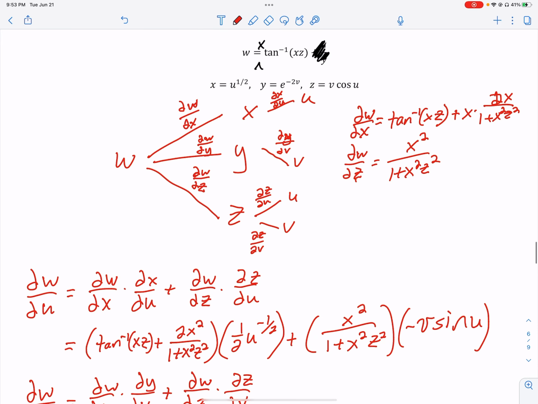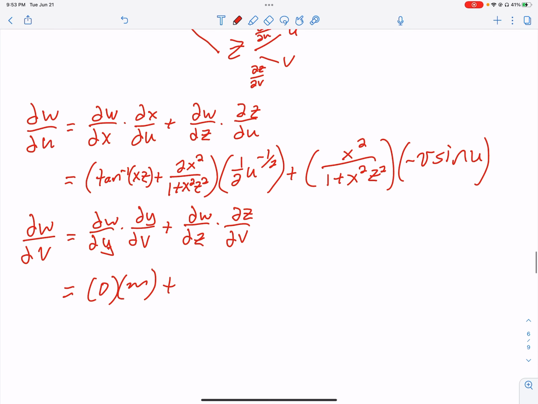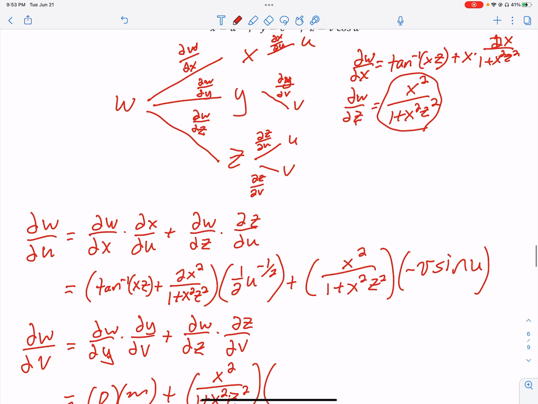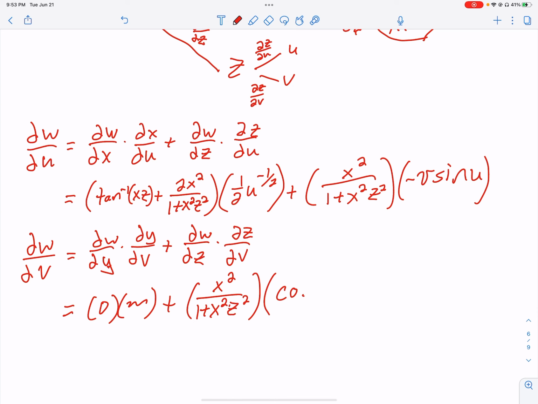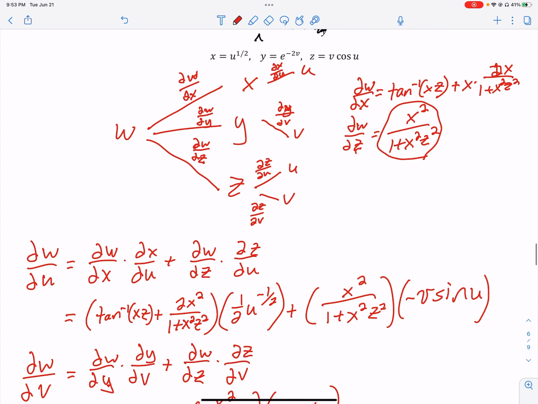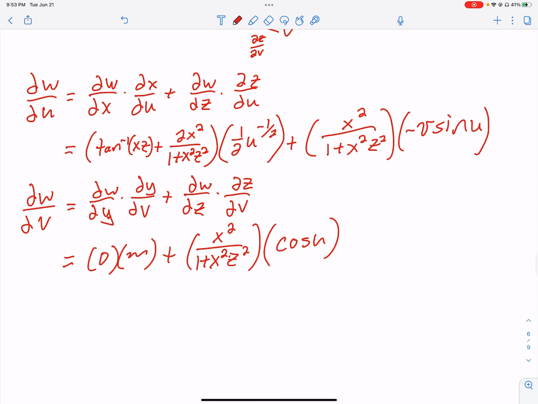Plus dw dz, right? We already did that. That's right here. So we get x squared over 1 plus x squared z squared times, and then dz dv, that's just going to be a cosine of u. So there we go, both of those on the screen there. I'm just going to leave it like that because normally we would plug stuff in. On a test, I'm okay with you leaving it like that.